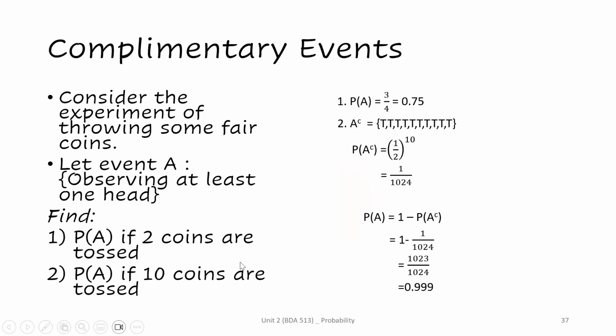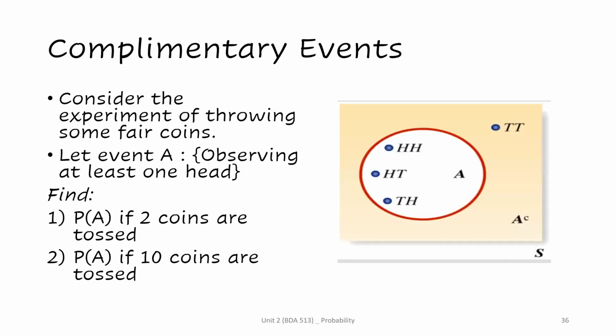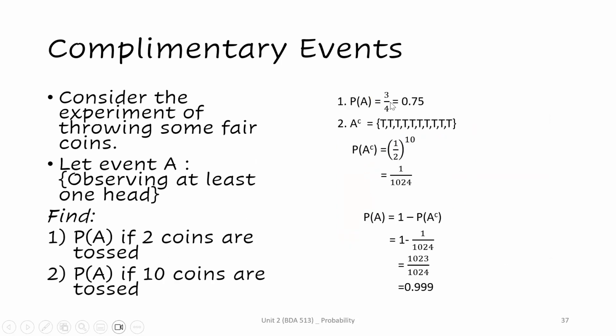Let's see. First of all, the probability of 2 coins being tossed, for the probability of A, we are going to have 1, 2, 3, isn't it? At least one head is going to be head, tail, head. That's 3 out of 4 outcomes. Does it make sense? That gives us 75%.